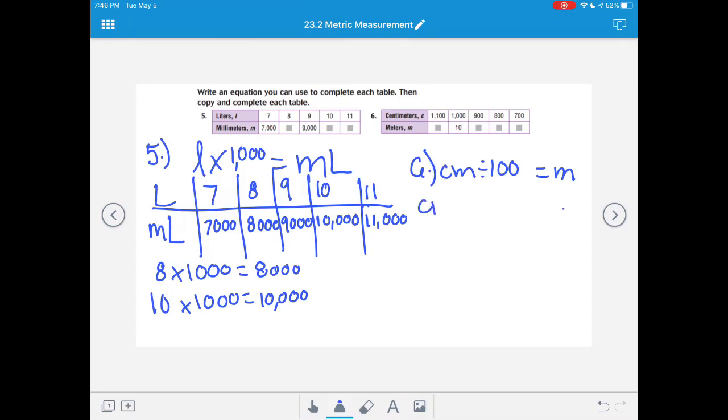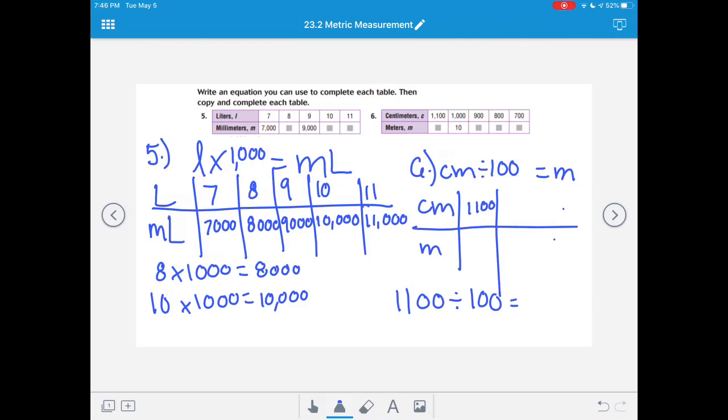So let's start to copy down this chart, centimeters. I want you to write cm. Get in the practice and habit of doing that. I know the textbook says something different right here, but cm is the correct way to write centimeters. So we have 1,100 centimeters would equal how many meters? So if I plug in 1,100 into the equation, 1,100 divided by 100. I could plug this into my calculator or use mental math, and I'll find that that equals 11.